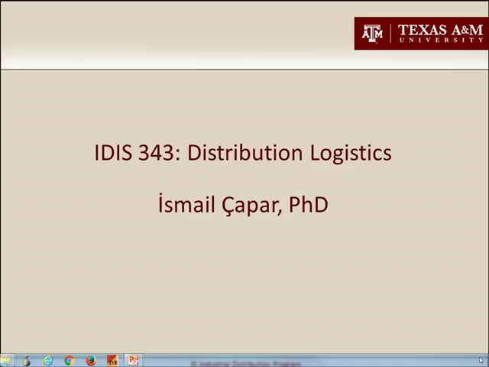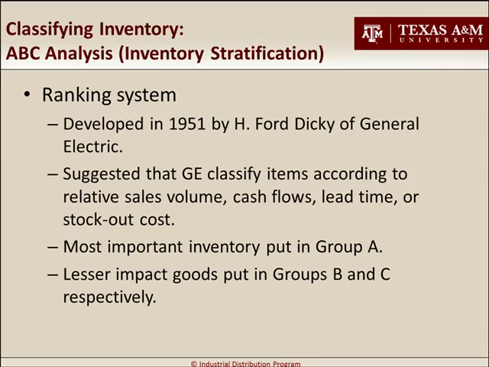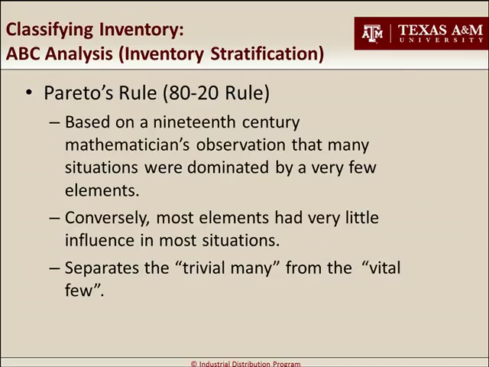In this video, we are going to discuss ABC analysis, or inventory stratification. Inventory stratification dates back to the 1950s when GE started using sales volume, cash flows, lead time, and stock out to basically classify items. The idea was you categorize the most important items in your A category, and then the lesser impact products go to B and C item categories.